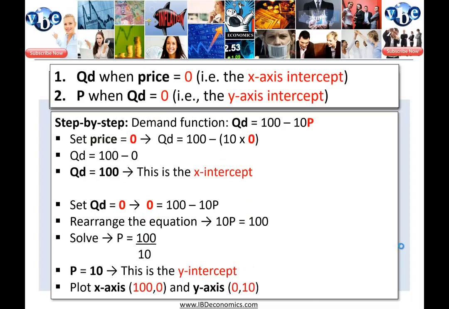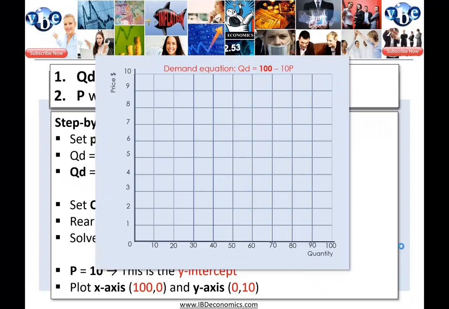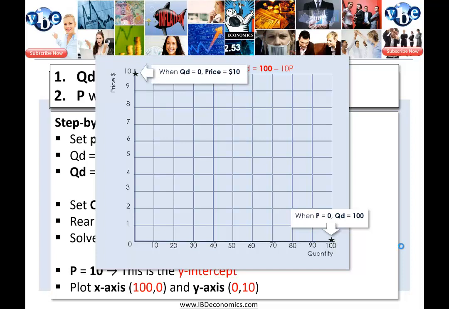And then we can go ahead and plot our x-axis, which is 100 and 0, and our y-axis, 0 and 10. So there we go, 0 and 100, 100 and 0 for the quantity demanded. So when price equals 0, the quantity demanded equals 100. Whereas when the quantity demanded equals 0, that's the price of $10. Our 2 points, we know it's a linear function, straight line. Just draw a line between these 2 points. And there we have it. You have plotted your demand curve.